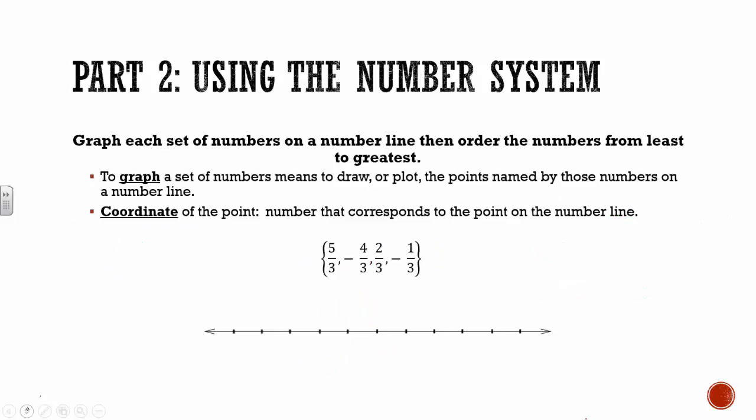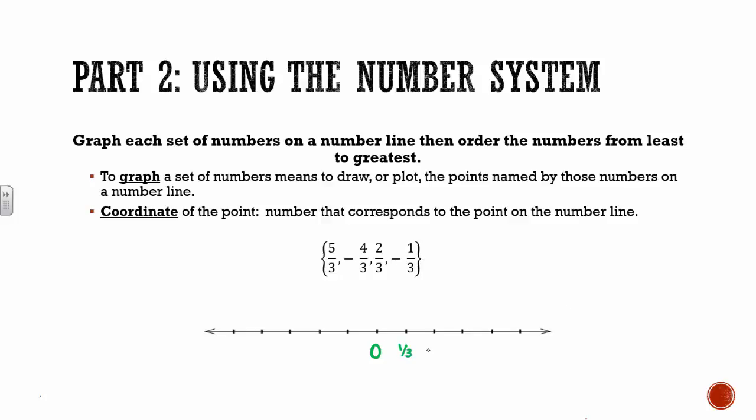All right, the next thing we're going to do to use the number system is to graph a set of numbers on a number line and then put them in order from least to greatest. So in order to graph something, we have to plot the points named by those numbers on a number line. So if we have 5/3, -4/3, 2/3, and 1/3, and I'm looking at this blank number line here, I want to put 0 somewhere in the middle because we got both positive and negative numbers.